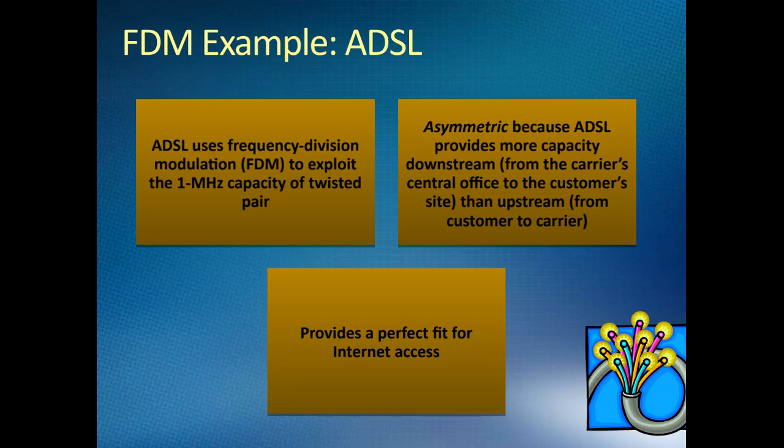One good example of FDM is ADSL. ADSL uses frequency division multiplexing to exploit the 1 MHz capacity of the twisted pair. ADSL, is it symmetric or asymmetric? Why? Because the download speed is different than the upload. With ADSL you download faster, so they don't give you the same speed for upload, correct?